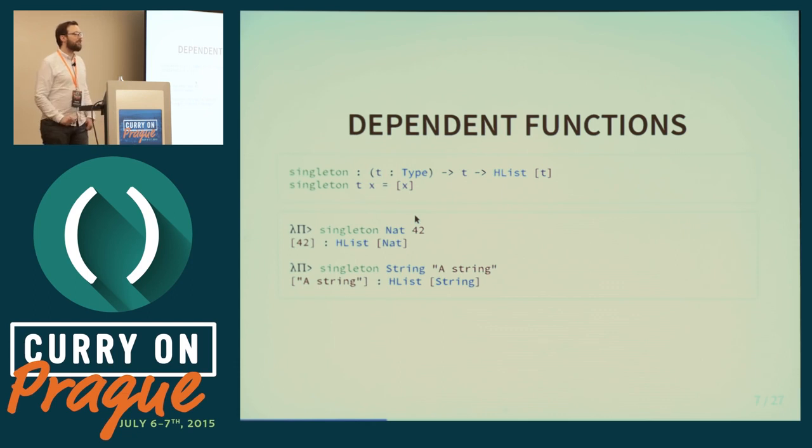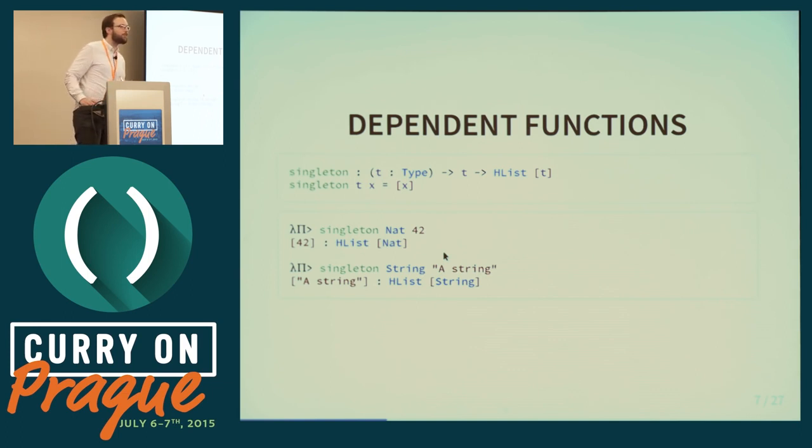And so then I can go to my fancy Idris REPL, and I can type in singleton Nat 42, and I get back 42, which is an HList of Nat. And I type singleton String and then a string, and I get back a string, which is an HList containing a single string. So the important thing here is that the argument that we named can occur in the remainder of the type, and that's dependent functions. Yeah?